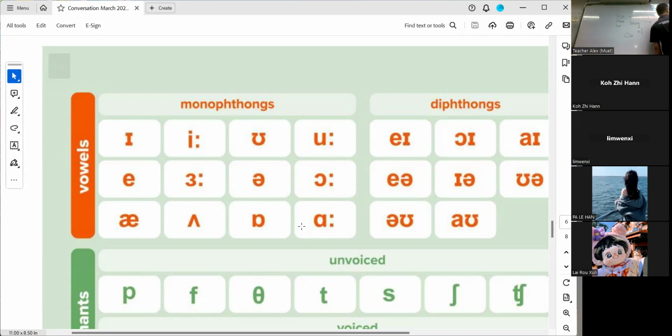Short one, E. Two, E. Okay. You try this. Two, three names for you. You try to remember. Okay.